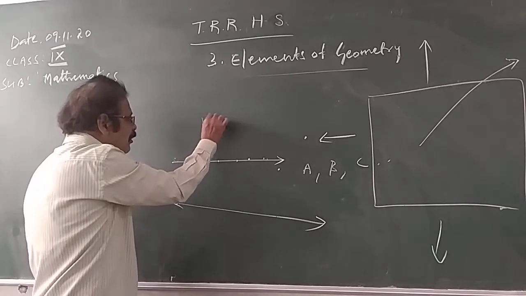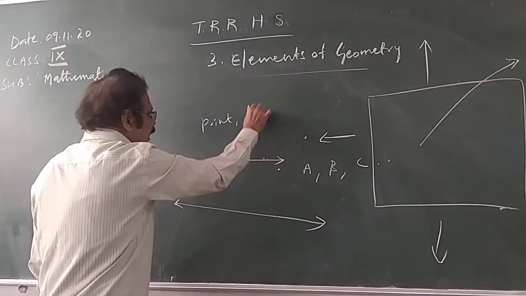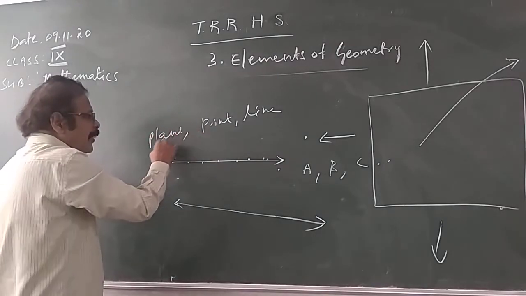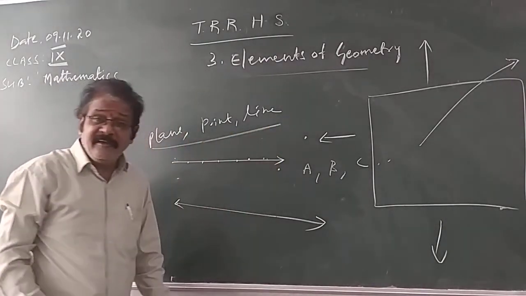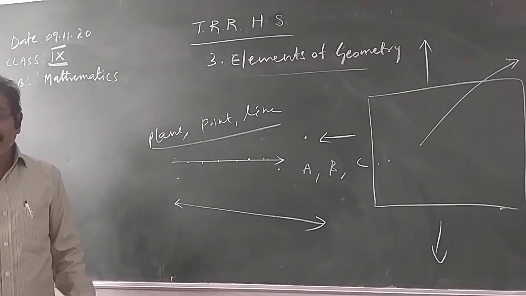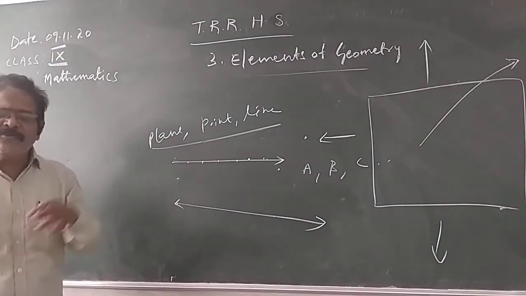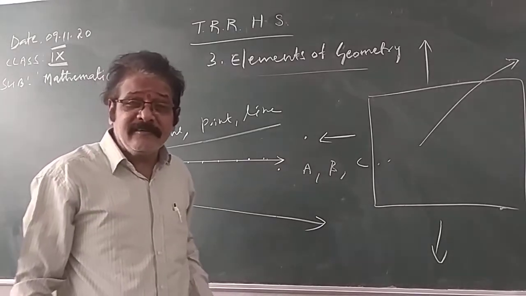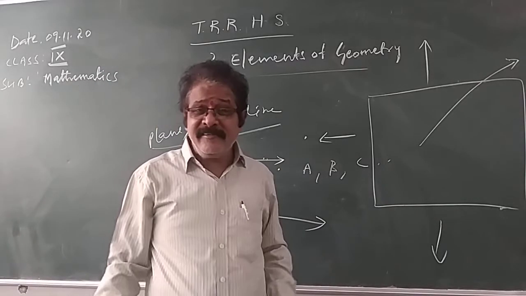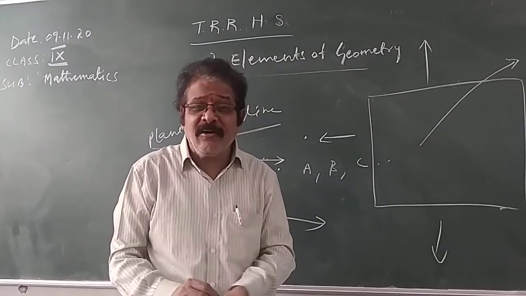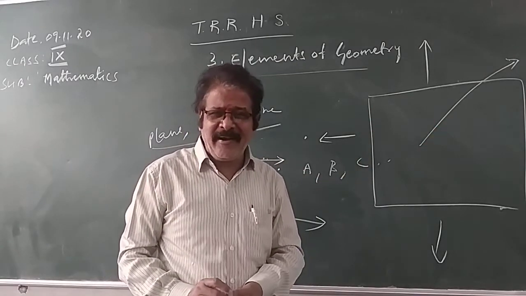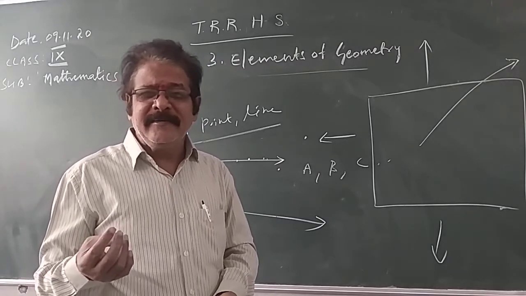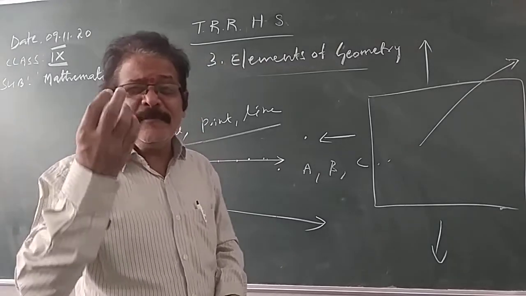So point, line, and plane: these three are the elements. These three objects cannot be defined. The things that cannot be defined are called undefined terms. Plane, point, and line cannot be precisely defined.